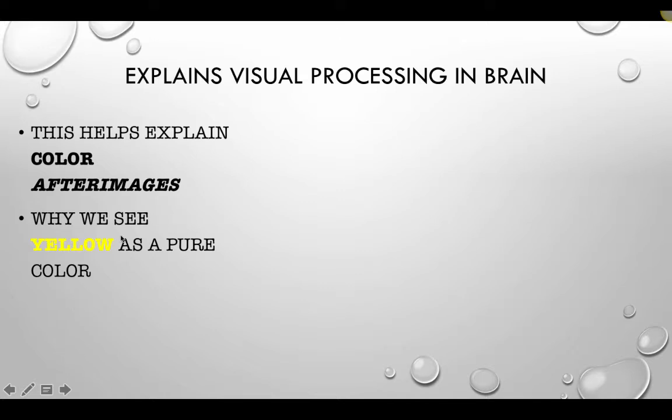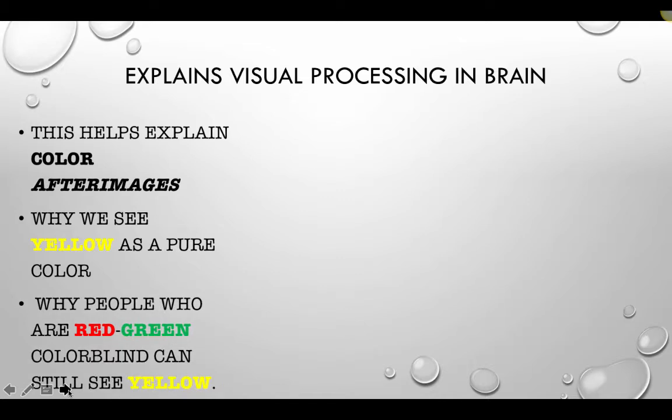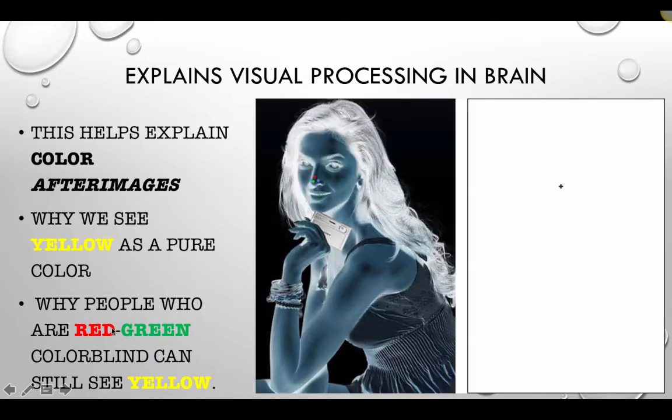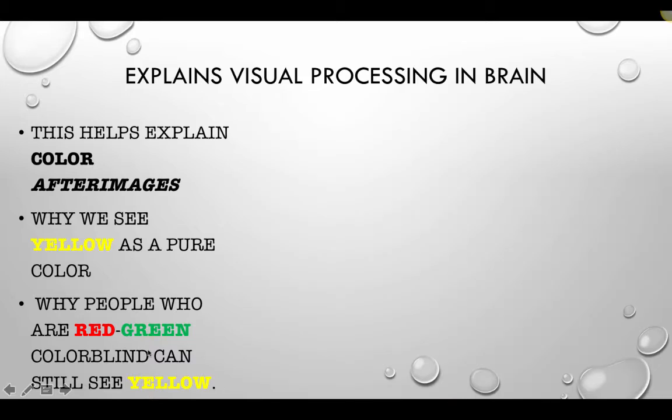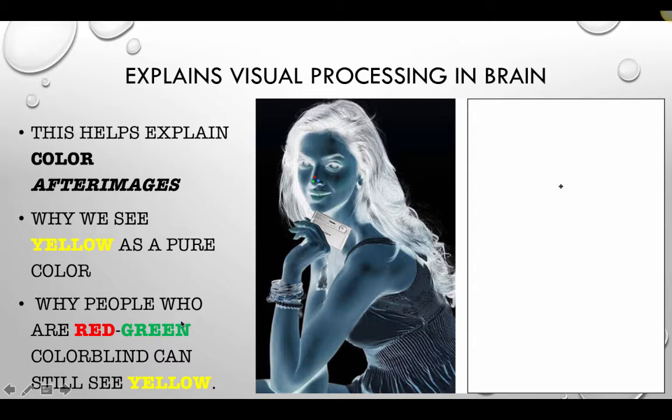So the opponent processing also explains why yellow is a pure color, because if red and green signals are coming into the same opponent processor, yellow will turn on and blue will turn off, and yellow looks like a pure color. It doesn't look like a mixture of red and green. Remember, people who are red-green colorblind can't distinguish between these two colors. Those images will still feed into the blue-yellow opponent processors, and that means we can still see yellow.